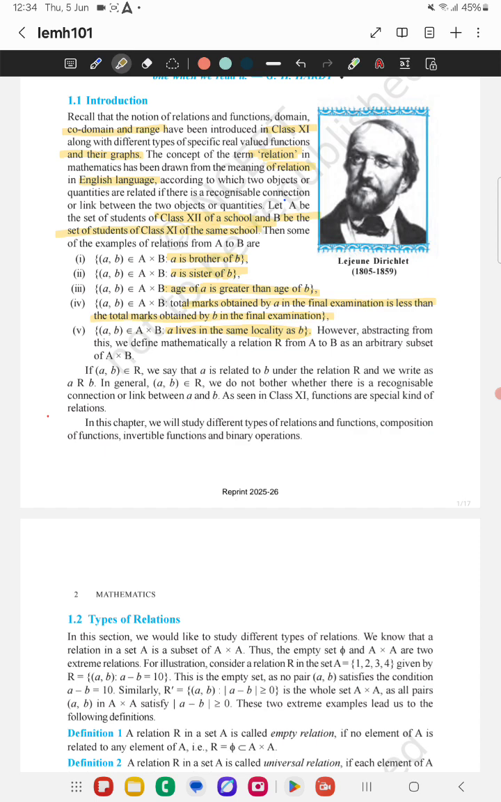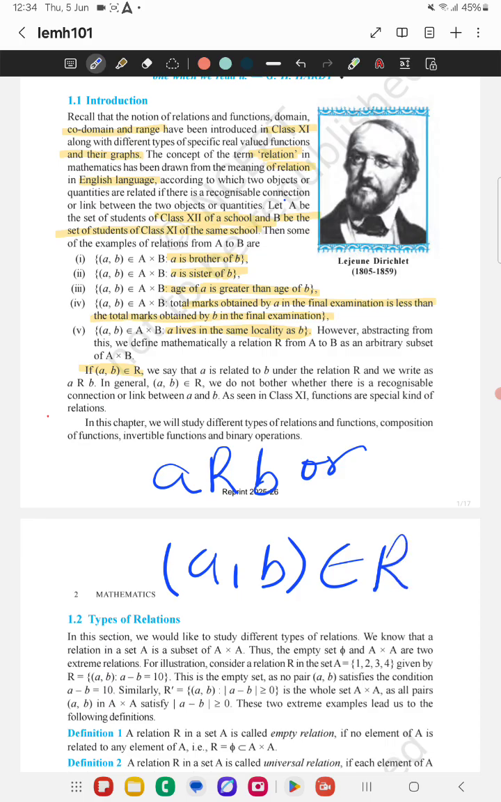However, abstracting from this, we define mathematically a relation R from set A to set B as an arbitrary subset of A cross B, and that you have already done in class 11. That relation is always a subset of A cross B, and A cross B is what we call the Cartesian product. If (a,b) belongs to R, we can say a is related with b. We can write a R b, or we can write (a,b) belongs to R. Both have the same meaning. We say a is related to b under the relation R, and we write a R b. In general, (a,b) belongs to R.